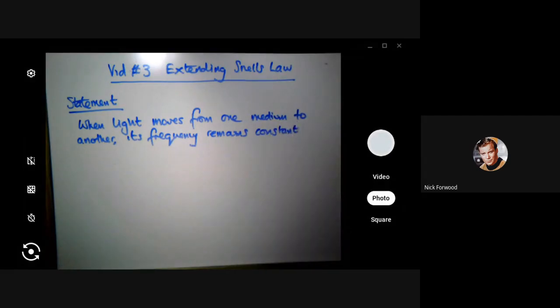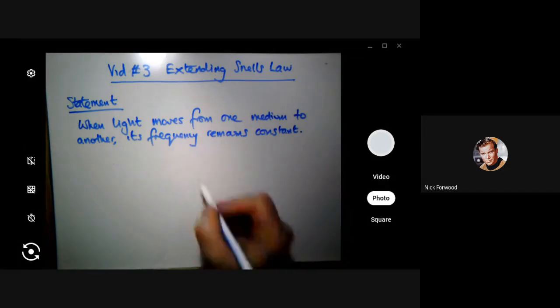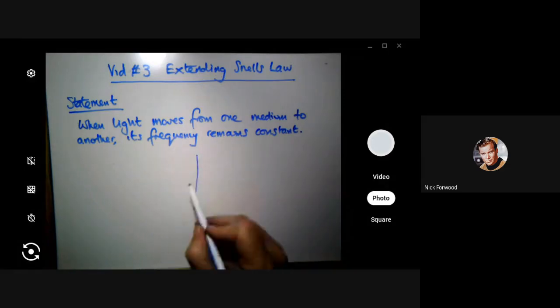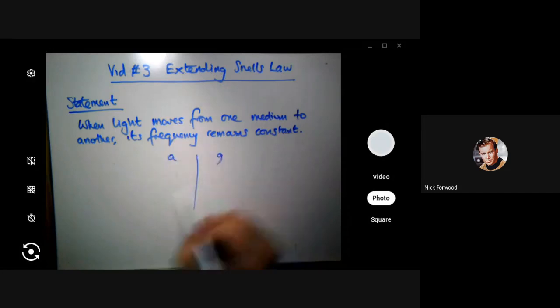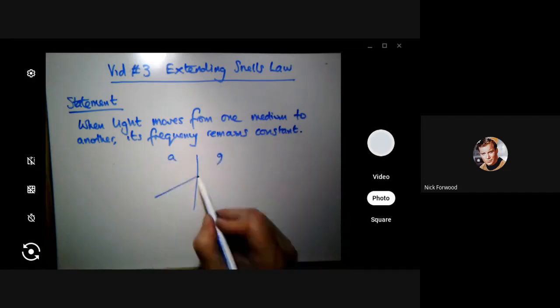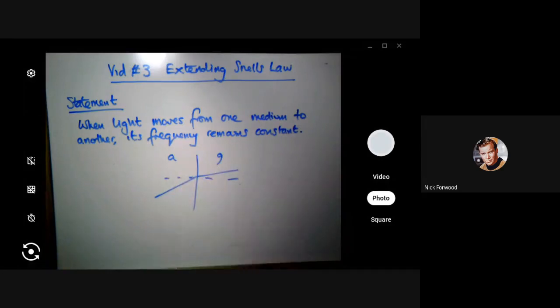So when light moves from one medium to another, its frequency remains constant. That tells us that the velocity and the wavelength can change, but frequency always stays the same. So here's my boundary, I've got air, I've got glass, my beam of light comes in here, and we know it bends towards the normal. We've done all this over and over again.